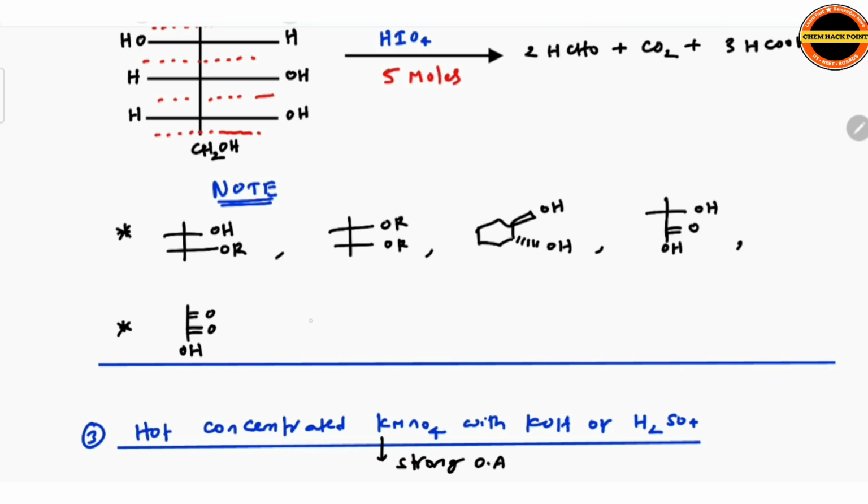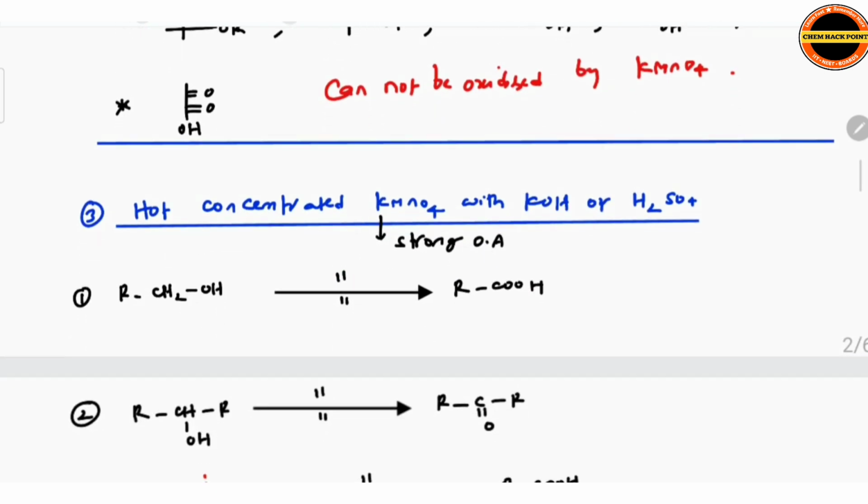And remember, here these cannot be oxidized. You can specify clearly, these cannot be oxidized. These groups you have to remember cannot be oxidized by KMnO4. Okay, next.